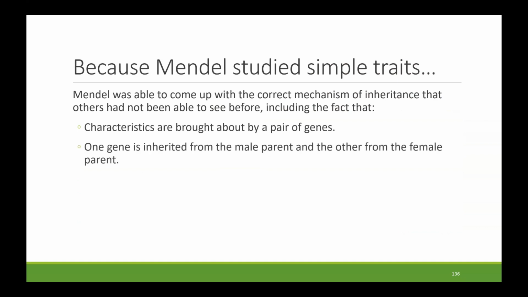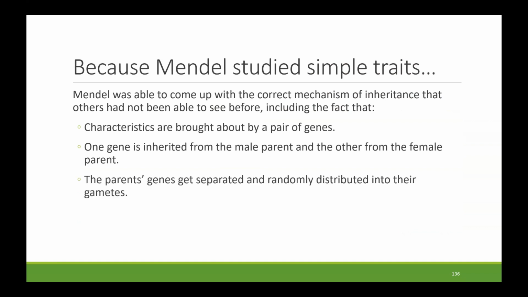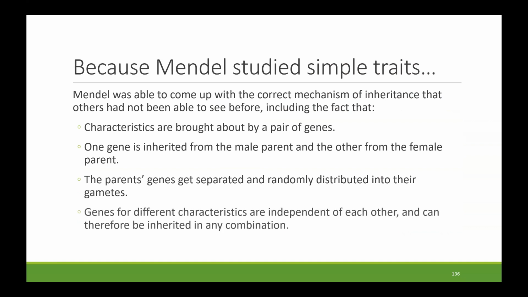One gene is inherited from the male parent and the other from the female parent. The parents' genes get separated and randomly distributed into their gametes. And the genes for different characteristics are independent of each other and therefore can be inherited in any combination. So these lessons from Mendel's work form the foundation of our understanding of genetics today.